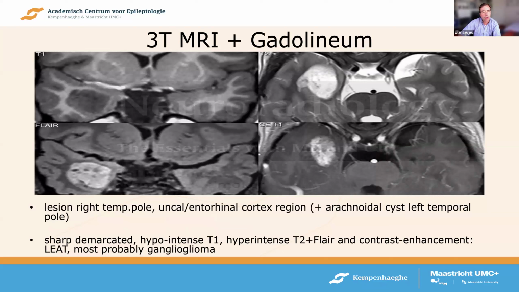So the conclusion of our neuroradiologist specialized in epilepsy was that this is most probably a long-term epilepsy-associated tumor or a low-grade epilepsy-associated tumor, a LEAT tumor, most probably a ganglioglioma because of the position in the temporal lobe and the contrast enhancement. By the way, you also see an arachnoidal cyst in the left temporal pole. So this was the MRI of this patient.